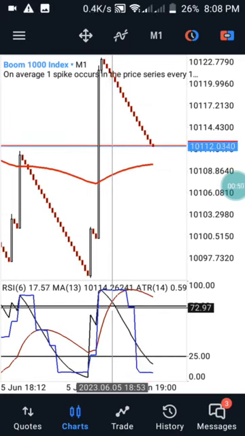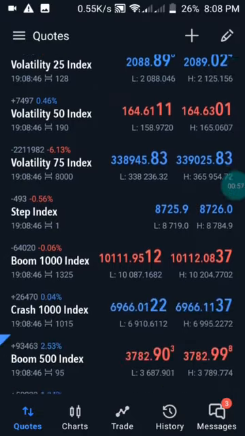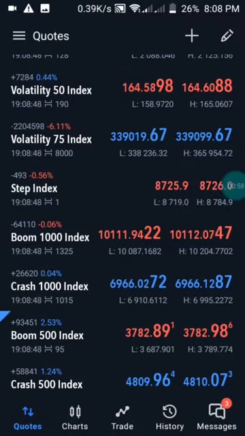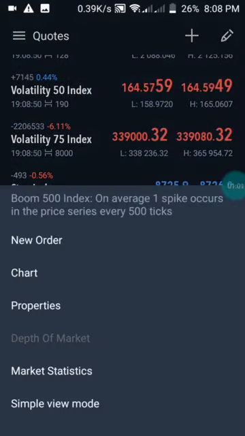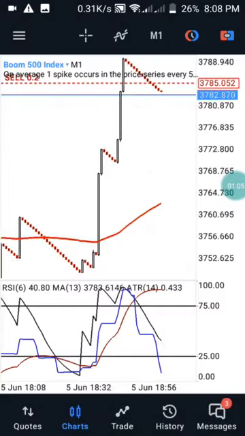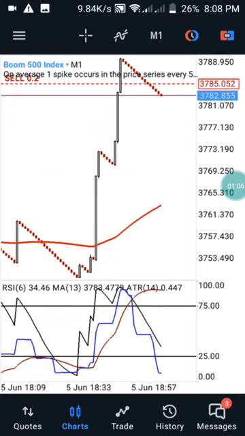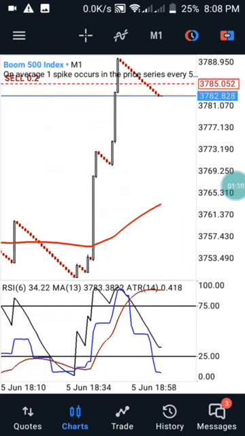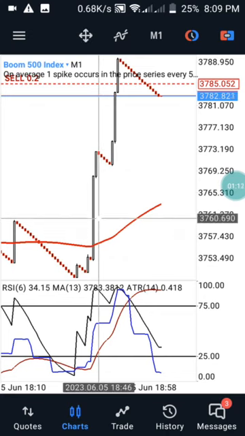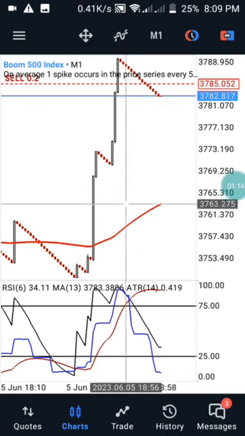But in today's video, we are going to be sharing more light on Boom 500. I'm going to show you how this also works on Boom 500. So let me show you exactly what happened. This is Boom 500 on 1 minute time frame. This is Boom 1000. So I'm going to show you the reason why I entered this particular trade.